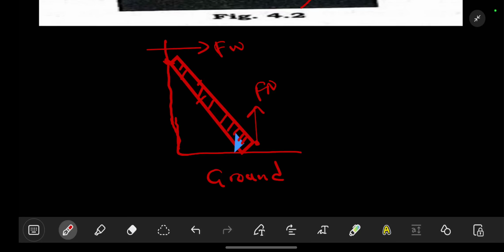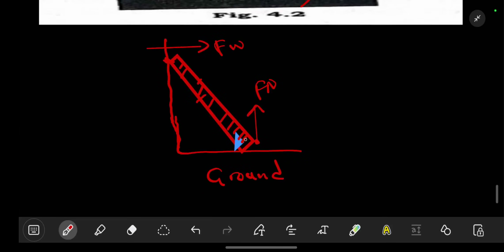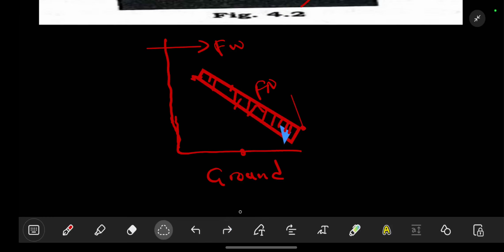Then we are going to come up with certain equations. So we have this force. The other thing is that if the person climbs too high, the ladder will be able to slip like that.